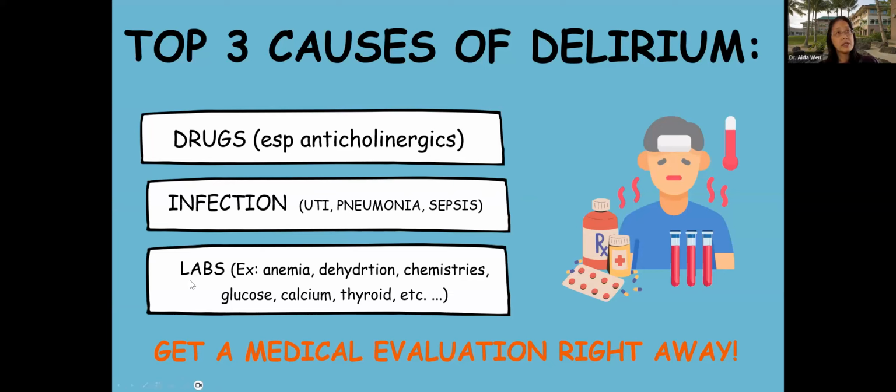And then labs, we need to be checking labs, because things like severe anemia or dehydration or low sodium or potassium or glucose being super high or super low, calcium or thyroid abnormalities, these types of lab abnormalities can also present as delirium. And we need to catch this early. So we need to get a medical evaluation right away. This is a medical emergency.